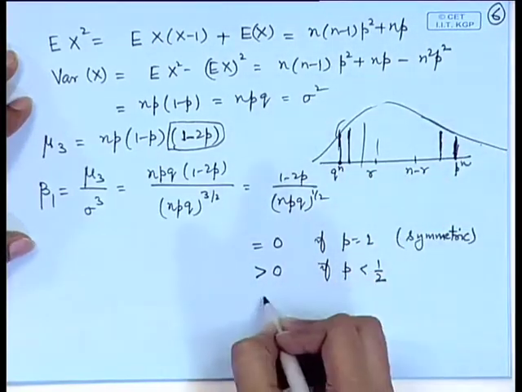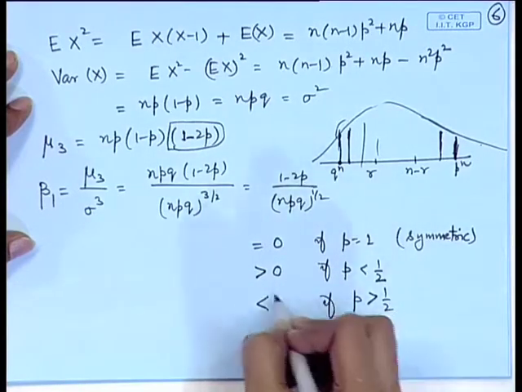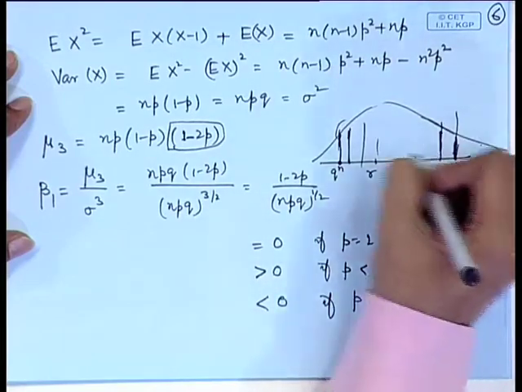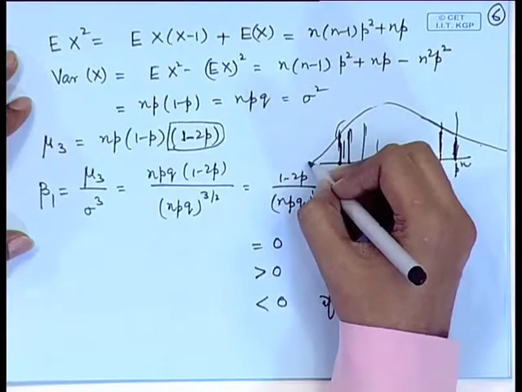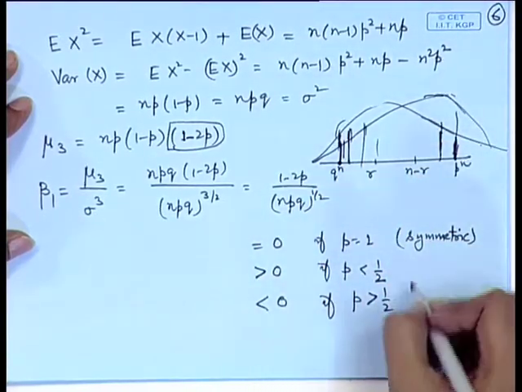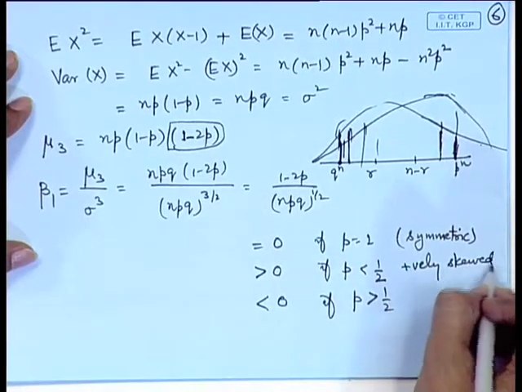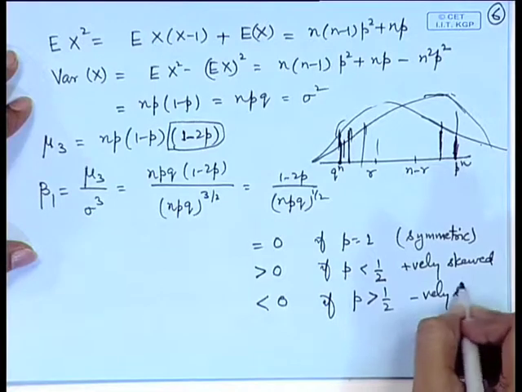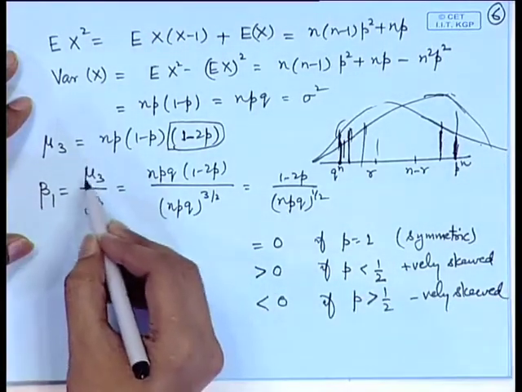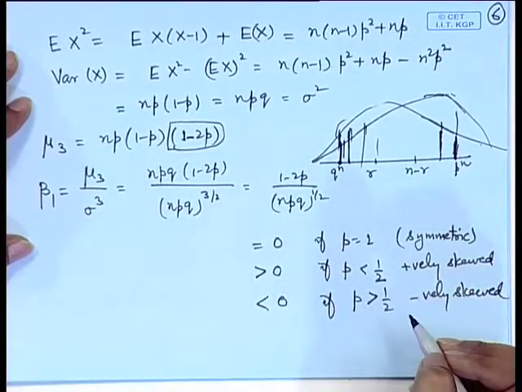On the other hand, if I have p greater than half, then this will become less than 0. So, if p is greater than half, then these values will become higher and these values will become lower. So, the shape of the distribution will be something like this. So, it will become negatively skewed. So, this third central moment clearly gives the information about the skewness of the distribution.